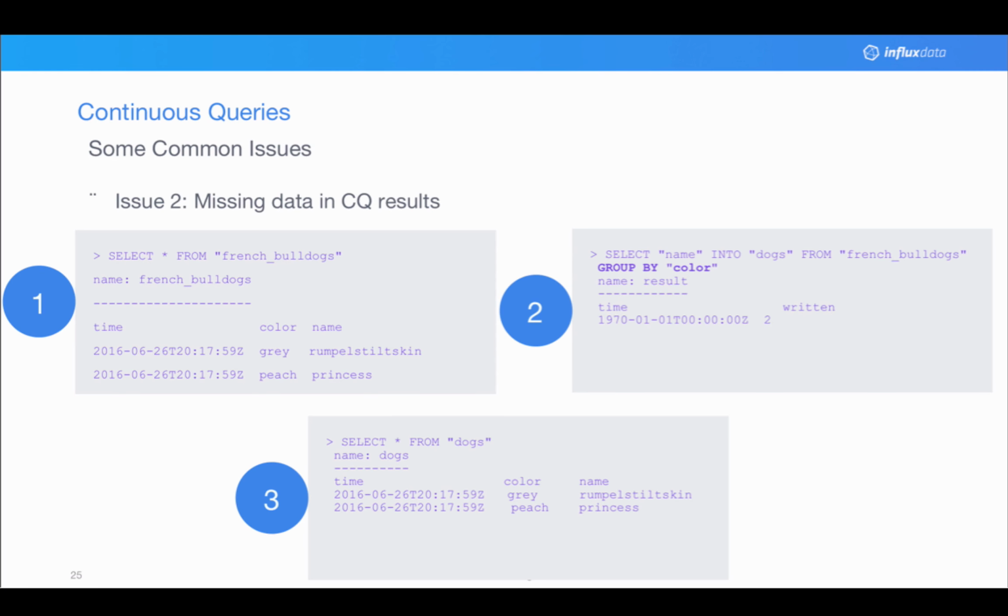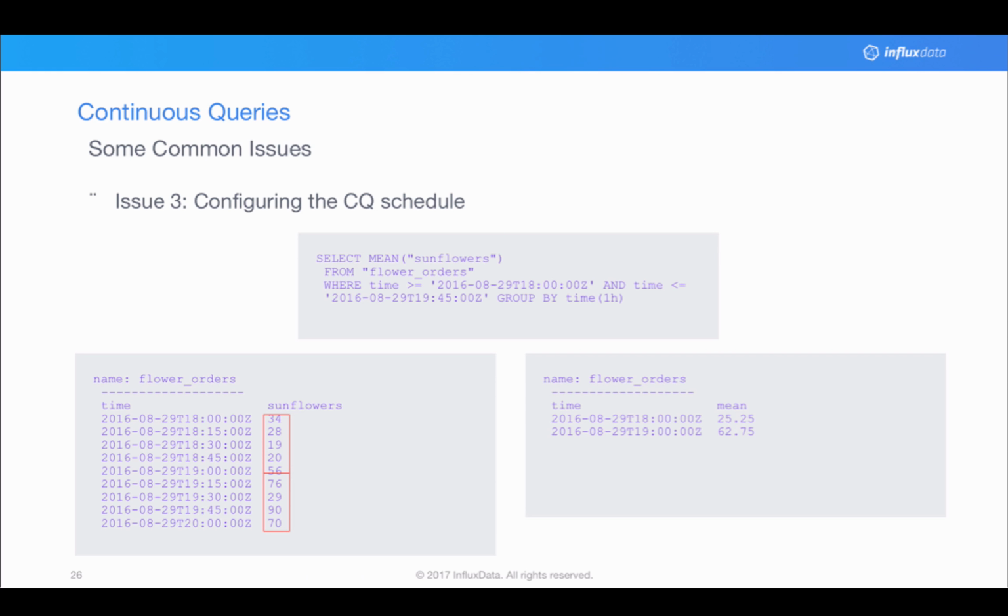This is an example of missing some tag data in a CQ. If you're missing tag data, grouping by that tag will maintain that data. Otherwise, you'll just have it ungrouped. So another issue is configuring the schedule of the CQ, grouping things properly into buckets, making sure that works.